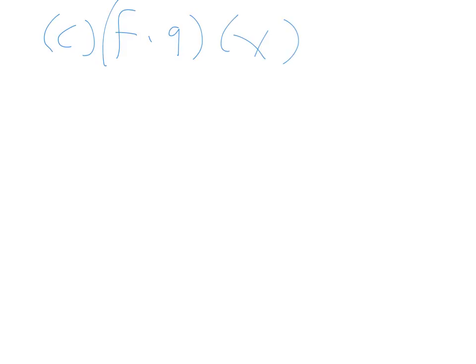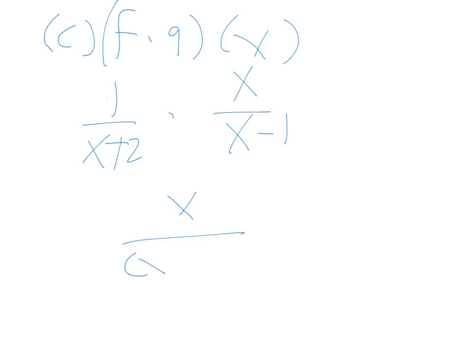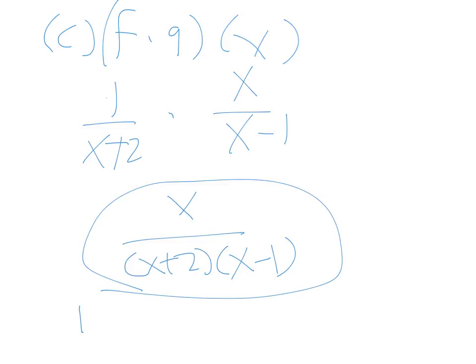Now for part C, f times g of x, that would just be 1 over x plus 2 times x over x minus 1. So you have 1 times x, which is x, all over x plus 2 times x minus 1. You notice the denominator is still the same. And that's our function. Our domain would actually still be the same: all real numbers, except that x cannot equal positive 1 or negative 2.